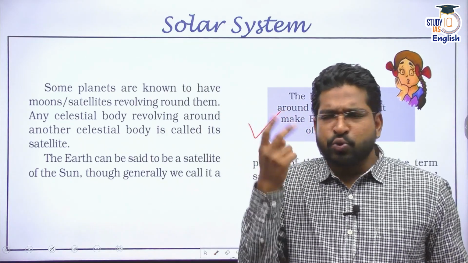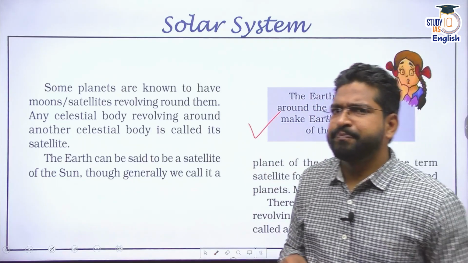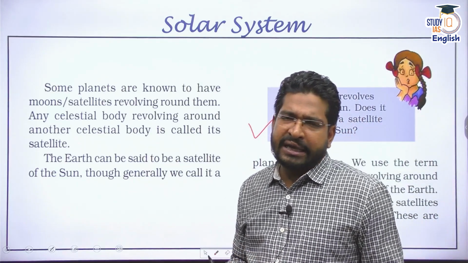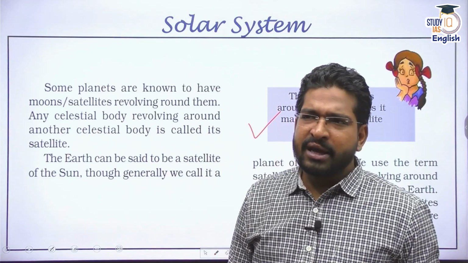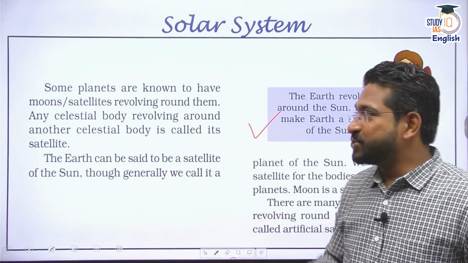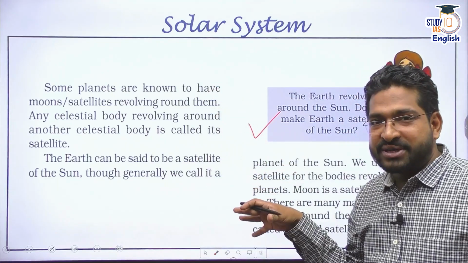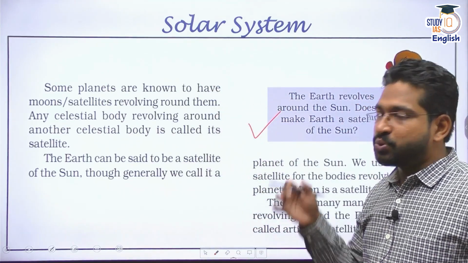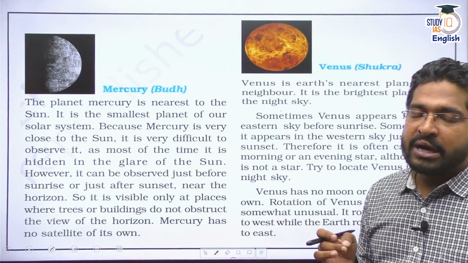For Mars, there are two, Phobos and Deimos. For Jupiter, there are more than 80. For Saturn also, there are more than 80, right? In fact, many of the satellites we do not even know. So these are celestial objects. We understood the sun, we understood other celestial objects. Let's talk about the different planets.